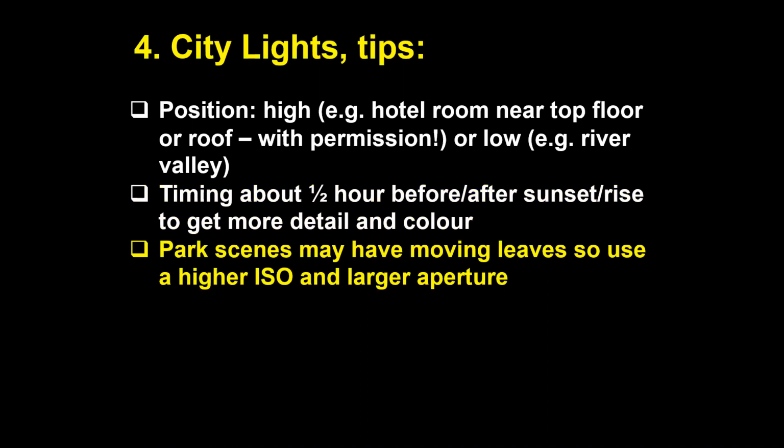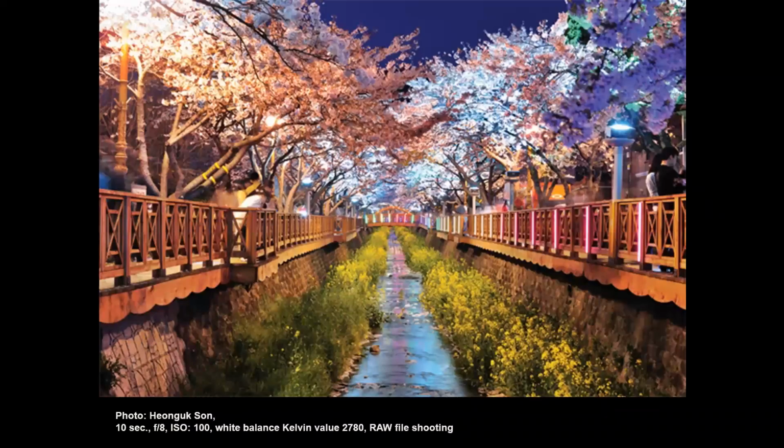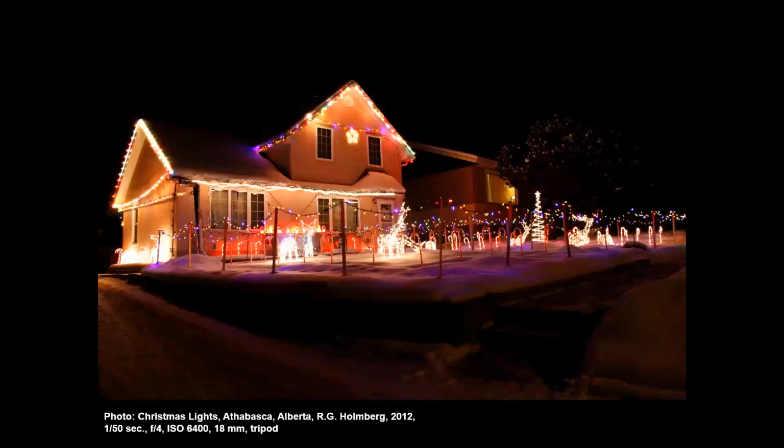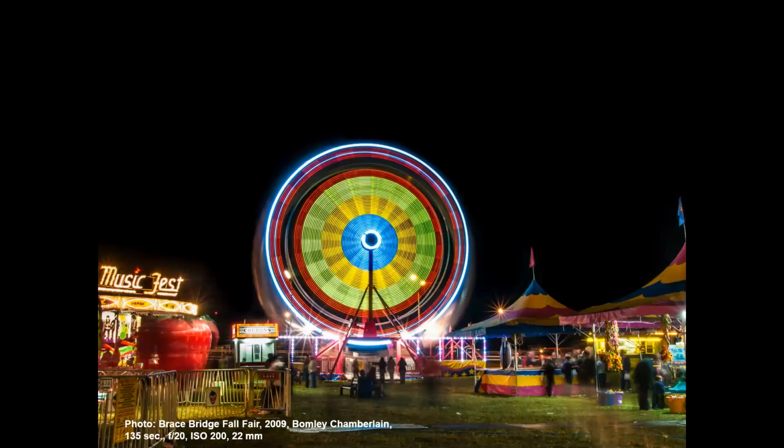And park scenes tend to have moving leaves, so you're going to have to use a higher ISO and a larger aperture, such as in this photograph. Here's a Christmas scene with Christmas lights. I love this Ferris wheel. This is a gorgeous photograph.